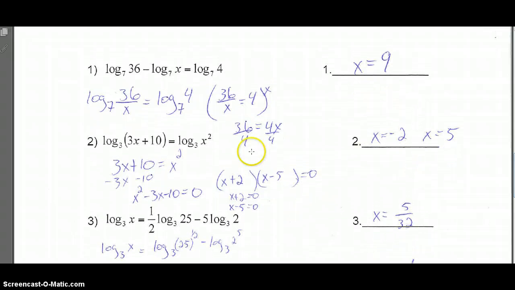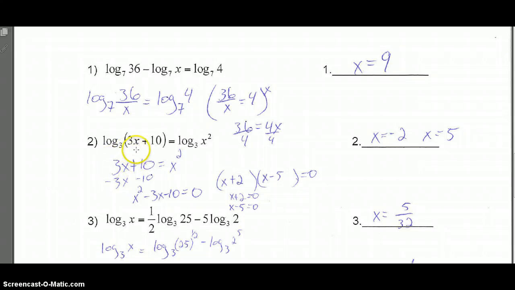On the back, remember your rules. So log base 7 of 36 minus log base 7 of x. That means I can divide. I can combine those into one log using division. So that's 36 over x equals 4. And you end up getting x equals 9.